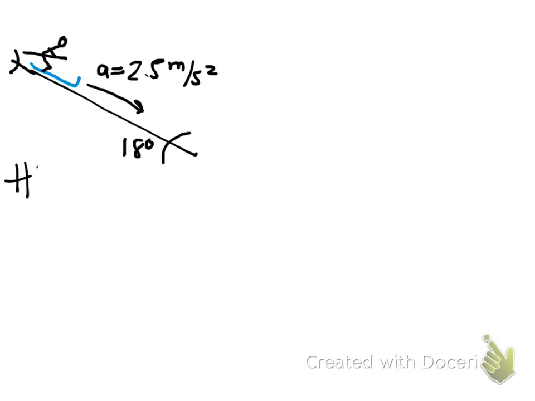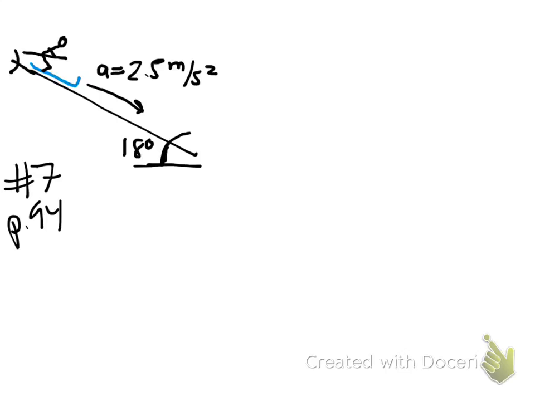Okay, so this is number 7 on page 94. We've got a skier skiing down an 18-degree ski slope. That means this angle here is 18 degrees. It also means, of course, the slope would be 18 below the horizontal. That 5-second interval really is kind of a red herring.